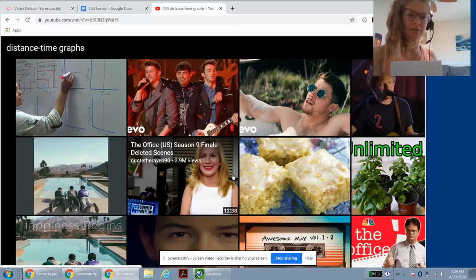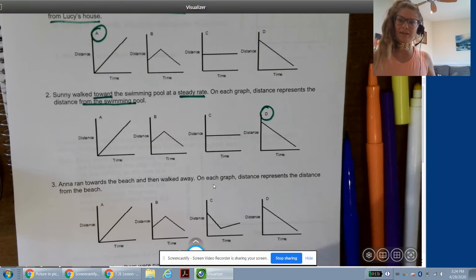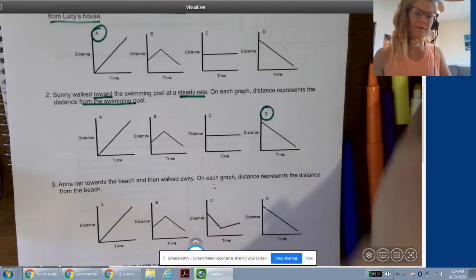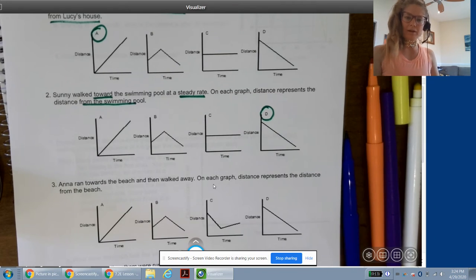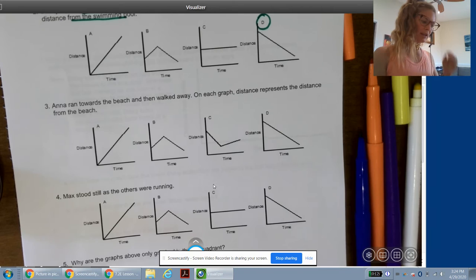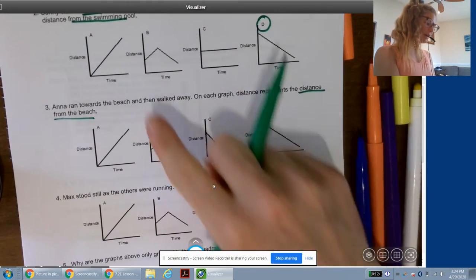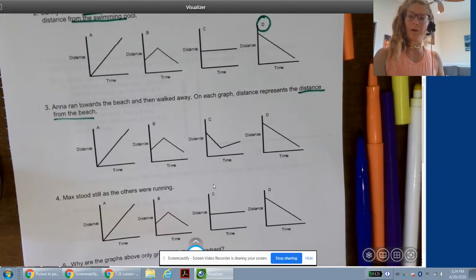Cool. So that gives you a quick little overview of speed-time and distance-time graphs. Distance-time graphs just talk about speed. So let's continue going. Anna ran towards the beach and then walked away. And on each graph, the distance represents the distance from the beach. So why don't you read 3 and 4 and select your best one. Go ahead and pause me and we'll go over the answers in a second.